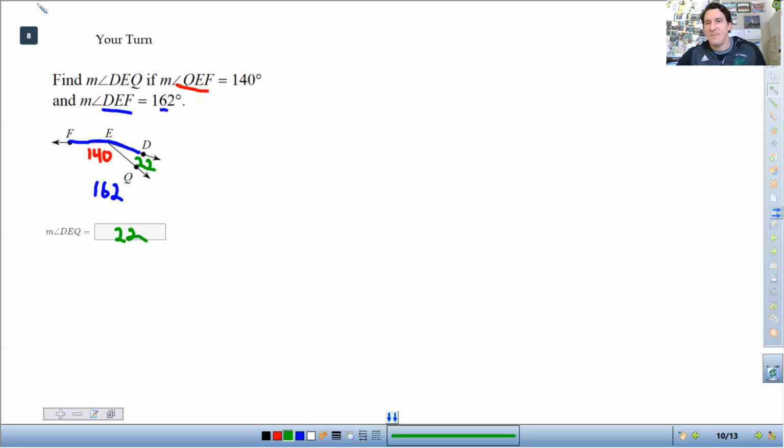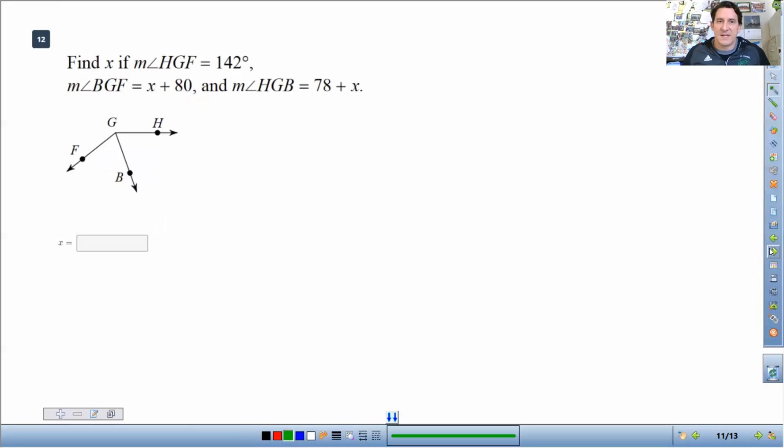All right. Last thing we're going to talk about, just like what we did with segment addition, we're going to add some simple algebra to this. All right. So find X if HGF is 142 degrees. So HGF, H to G to F is the whole angle is 142 degrees. So put that out here. That's for the whole angle, all right?